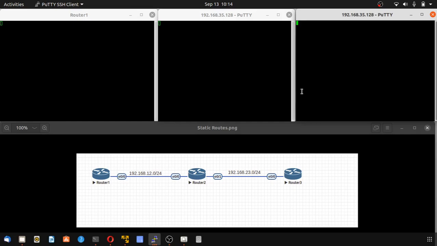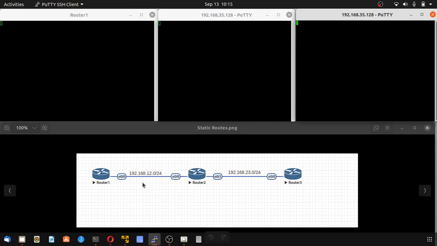So today our topic is static route on Cisco devices, and this is the topology. We will do the static routing configuration on this lab, and our task here is that R3 should be able to ping R1 and R1 should be able to ping R3. We will use static routes here.